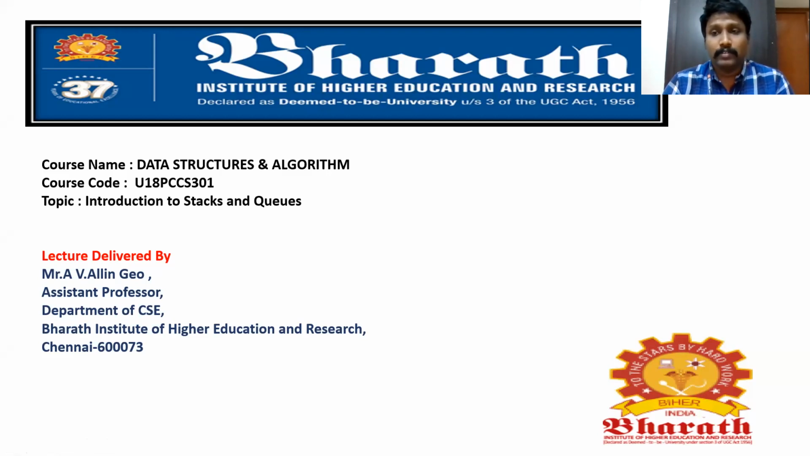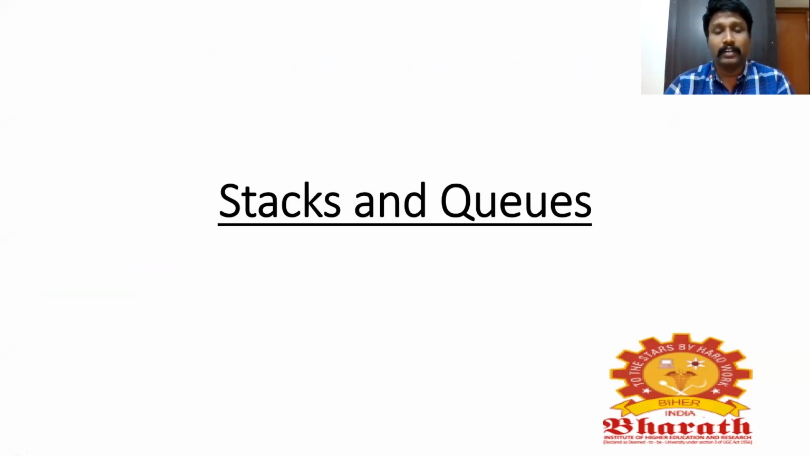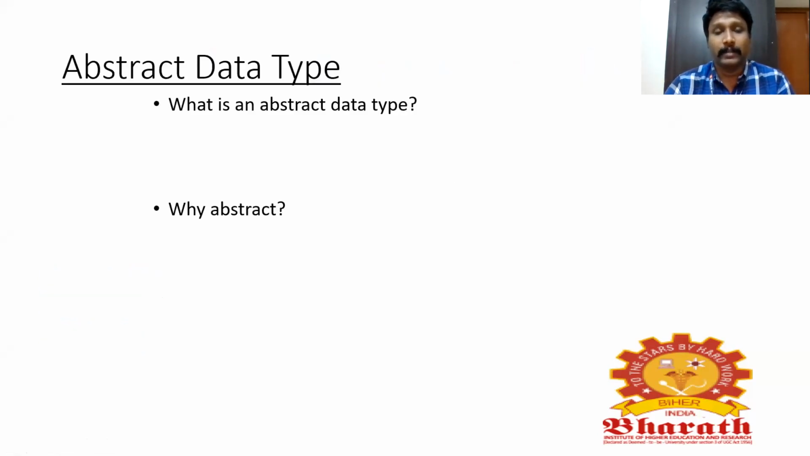I'm going to explain the topic Introduction to Stacks and Queues from Data Structures and Algorithms. Before we go to the topic, we'll learn what an abstract data type is. What is an abstract data type? The term abstract refers to hiding something, hiding something and showing only the essential things.